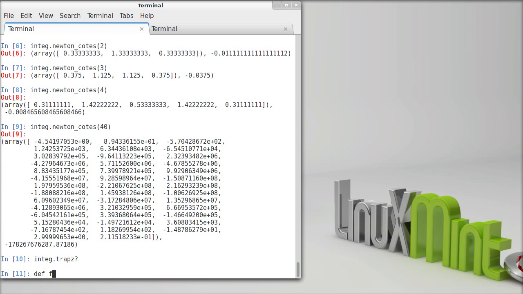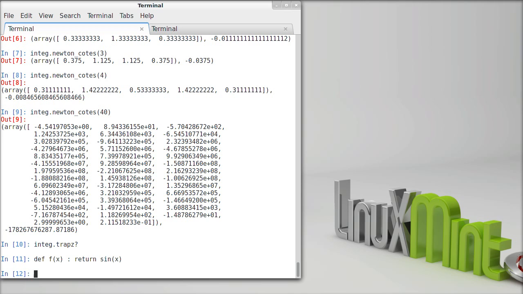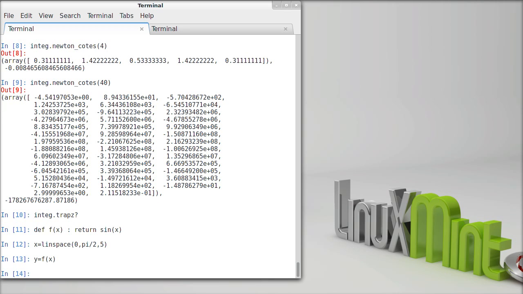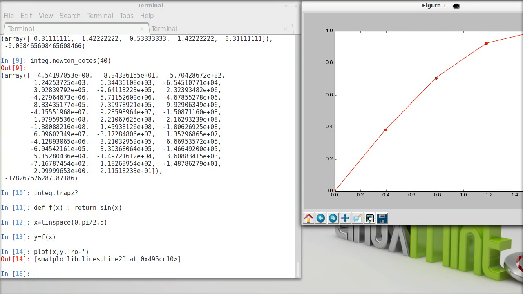For our purposes, though, let's just pick a simple function for which we know the answer. So let's do the integral of the sine, which we know is just minus the cosine. Let's start by picking some values. Let's integrate from 0 to pi over 2. Let's start with just 5 points. Again, y is supposed to be the function evaluated at these points, so we can get that. So for fun, let's plot x and y, as red circles connected by a line, and make sure the plot shows up.